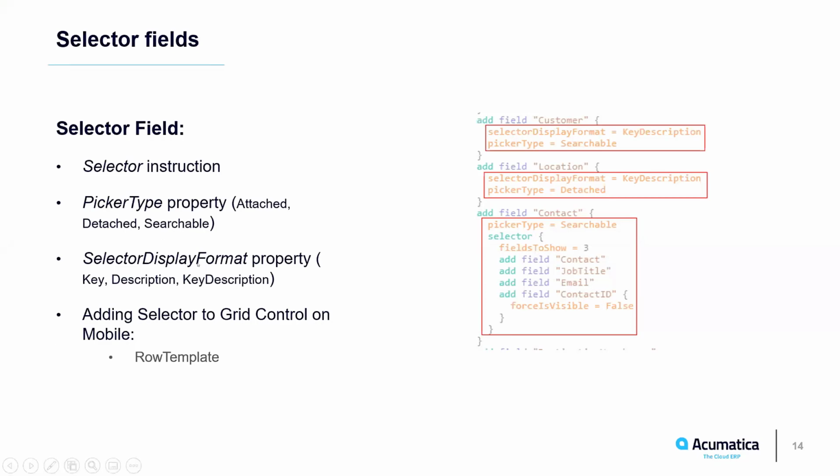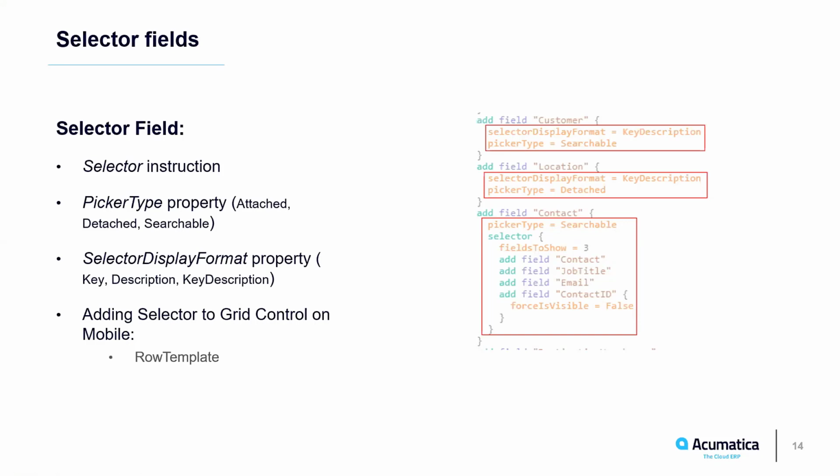The selector displayed format property is used to set up how the format of the field value will be displayed. And this one is very straightforward. You can use key, description, or key description of that selector field. With the selector instruction, we can further customize our selector control in the mobile application. For example, in this snippet, the contact selector field seems to display 4 fields, but in this customization, we're hiding the contact ID field and only displaying the other 3 fields instead.